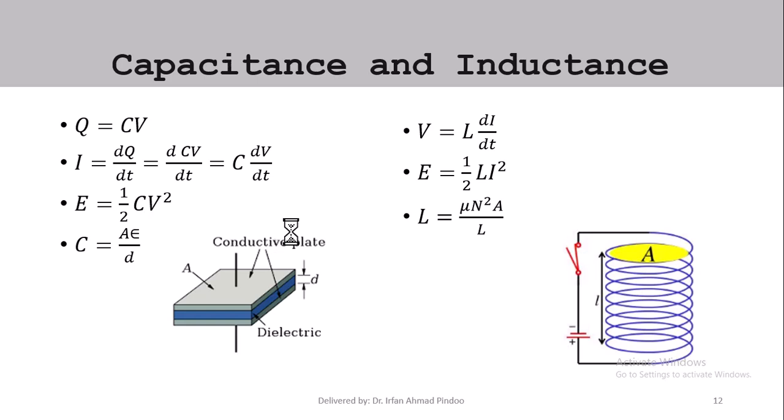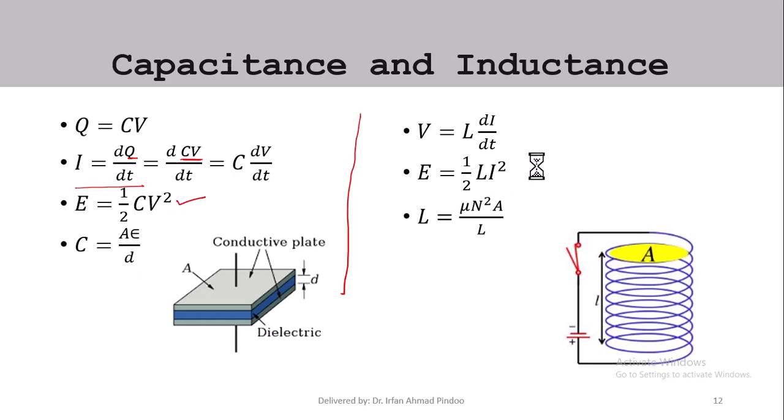So these are certain formulas with which we can solve a small numerical based on the calculation of capacitance or inductance. The value of Q is given as C into V. Already we have read I is dQ by dt. So if you put the value of Q as CV over here, we get I is C dV by dt. Similarly, the energy stored in the capacitor can be calculated as half CV square, and the capacitance of any particular material can be calculated with the formula A epsilon over D.